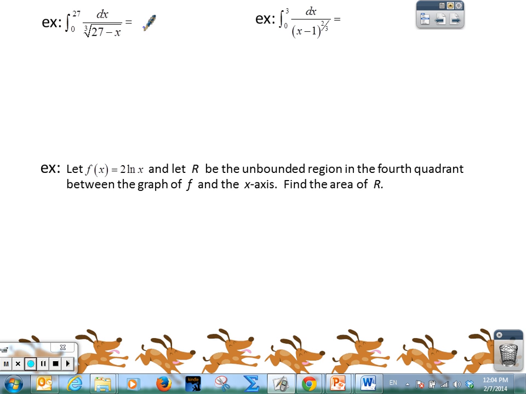So we get the limit as b approaches 27. Now, are we coming from the right or the left on this guy? From the left, right? Because the interval is on the left of the 27. From the left of, let's see, integral of 0 to b dx over cubed root of 27 minus x.